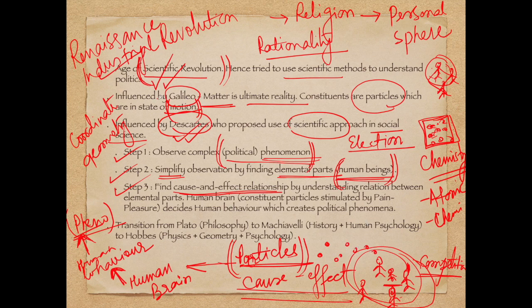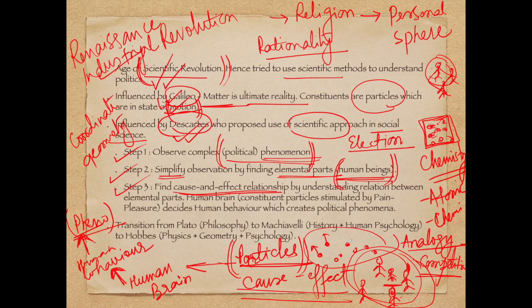Now as Galileo said, matter is reality and the constituent particles are in a state of motion. So you see the analogy here, it's completely matching. These particles are what are constituting the phenomenon. Now what determines the movement of these particles? Like how do I know whether this particle is going to move this way or that way?